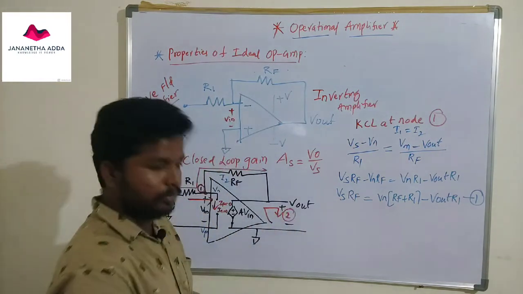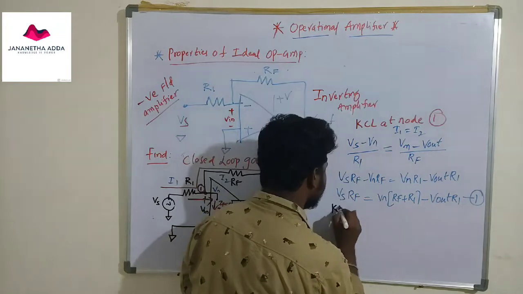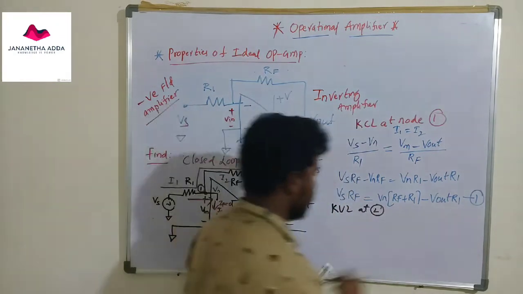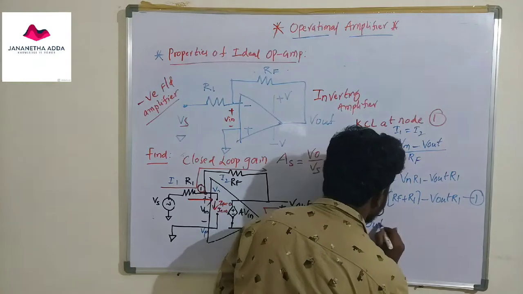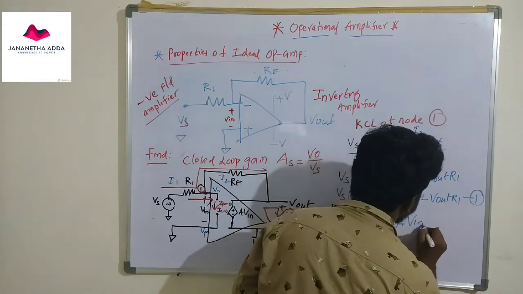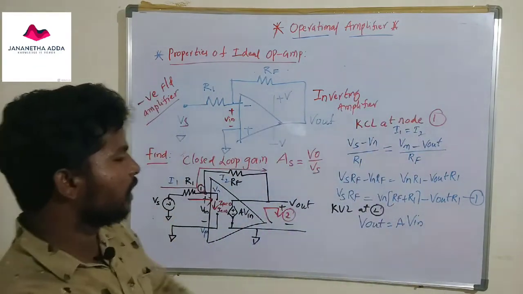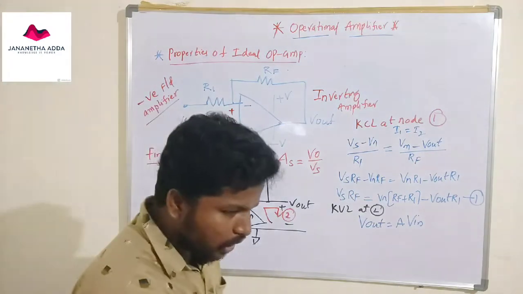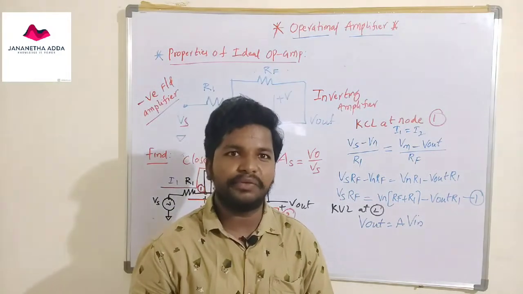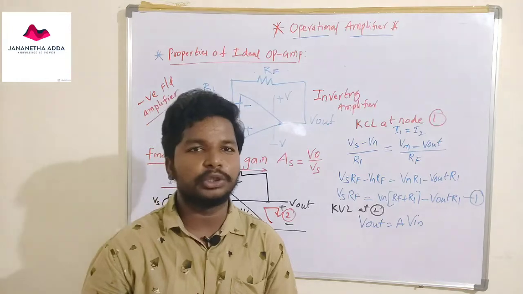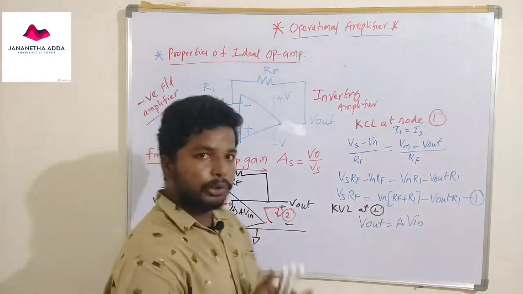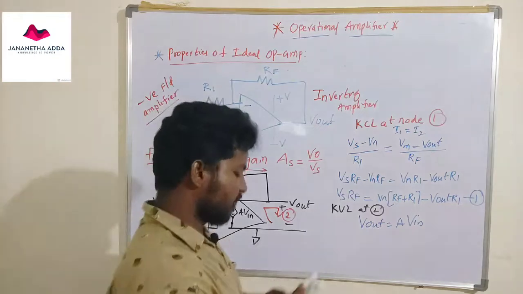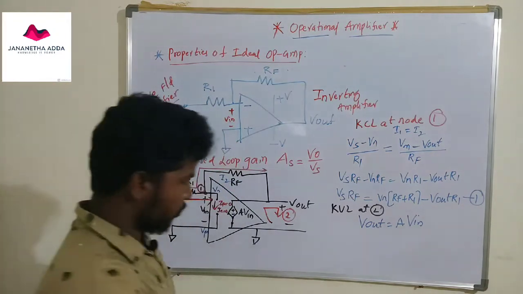If I apply KVL at loop 2, we get V output equals A times V in. We know that for an ideal operational amplifier, the open loop gain should be infinite. What impact does an infinite open loop gain have on this circuit? We will observe that now.